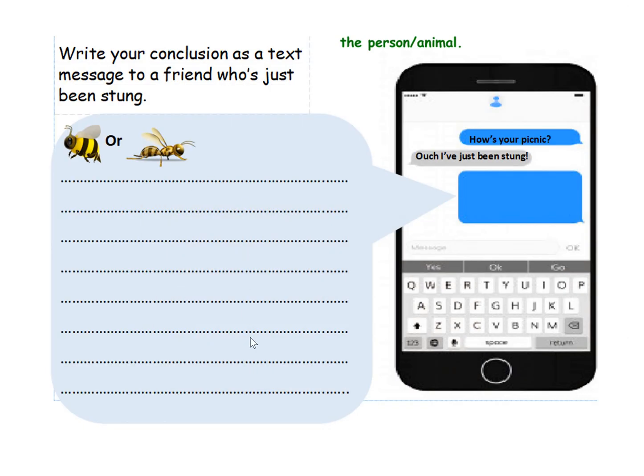So what would you text back to your friend? You don't know which one they've been stung by. Pause the video and write your response. Okay, I'm going to show you my response. Don't need to match it word for word, but you need the key information.